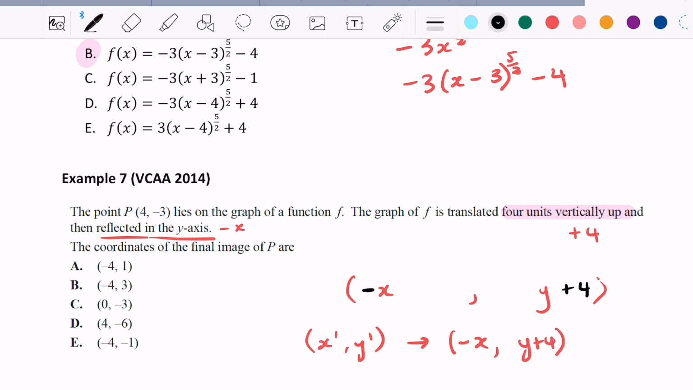Now all I need to do is simply substitute in this coordinate. So we would have -4 and then -3 + 4. That'll be -4 and 1, which would be A.